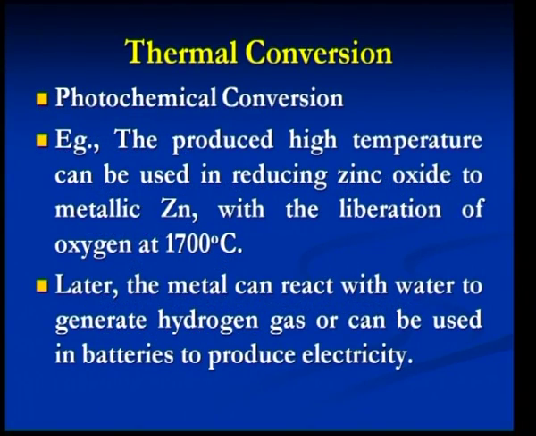Now an additional point, in addition to whatever we have seen in the conversion process: photochemical conversion is also possible. For example, the produced high temperature can be utilized in reducing zinc oxide to its metallic zinc form with the liberation of oxygen at a very high temperature of 1700 degrees Celsius. Later, the metal can react with water to generate hydrogen gas, or it can be used in batteries to produce electricity.